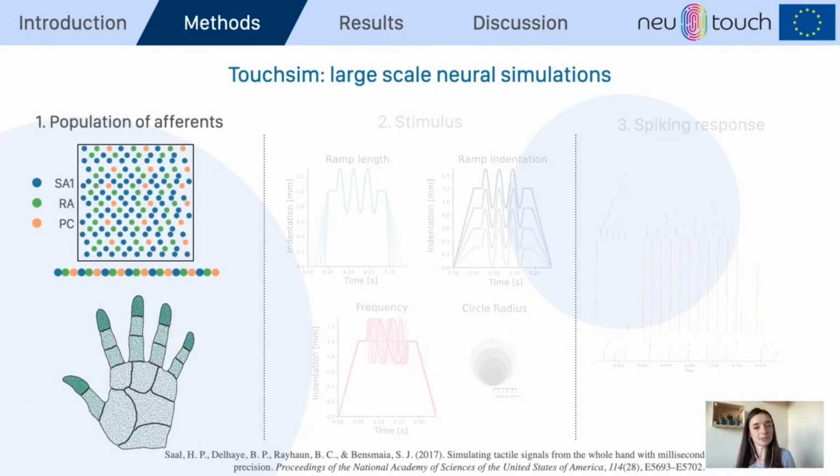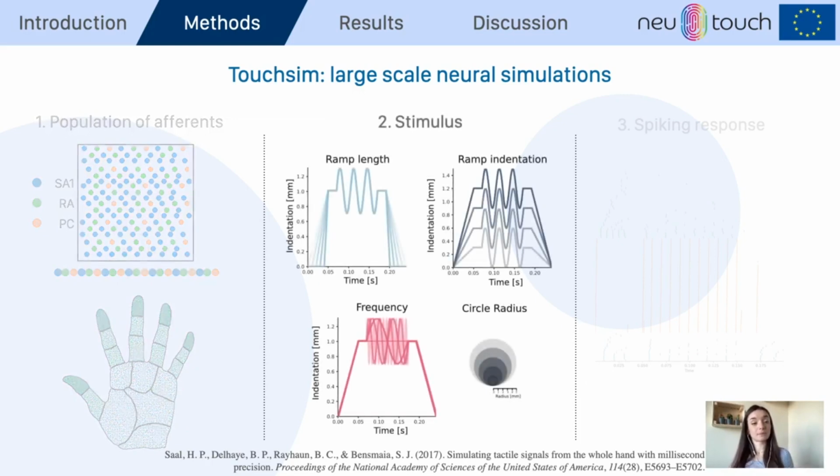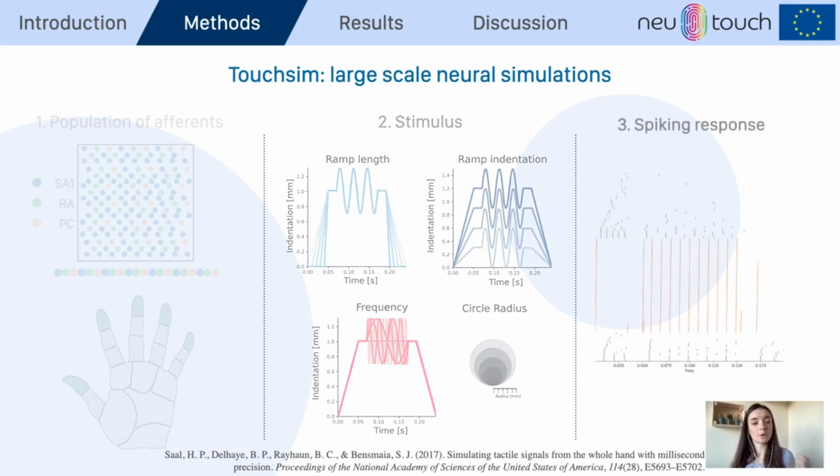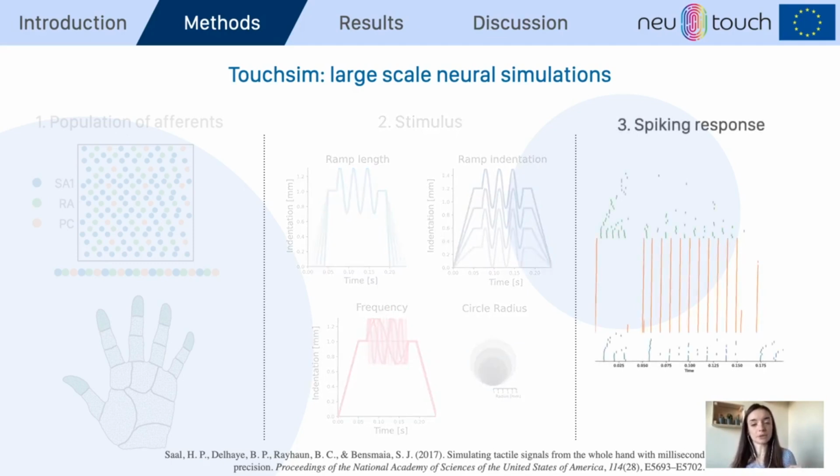To overcome the impossibility of measuring the whole population of afferents simultaneously, we use Touchsim. Touchsim is a simulator of the spiking activity of human tactile afferents with millisecond precision. With this simulator, we generated the activity of afferents distributed over a line to understand the role of populations regardless of the shape of the end. Our stimulation consisted of a circle indented in the origin of the line. We varied four features, which are the ramp length, the ramp indentation, the frequency of the sinusoid, and the circle radius. We obtained a spike train for each afferent in the population.